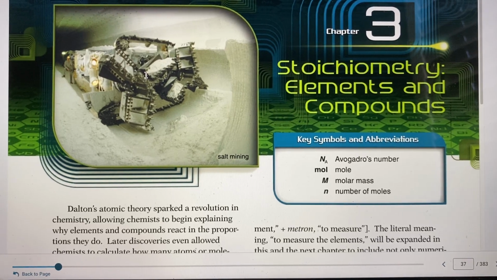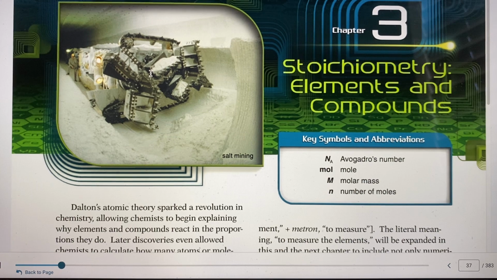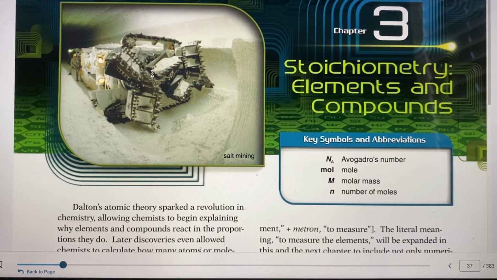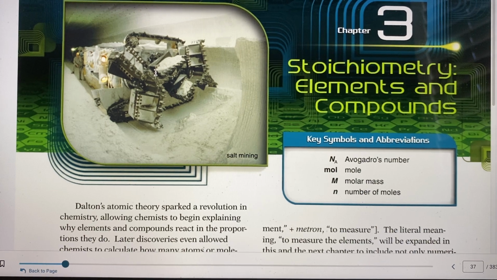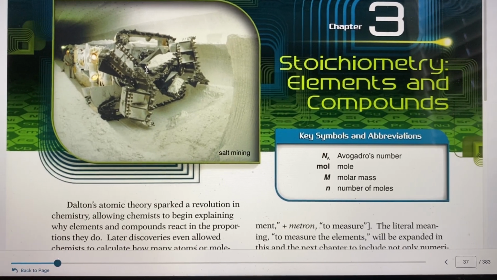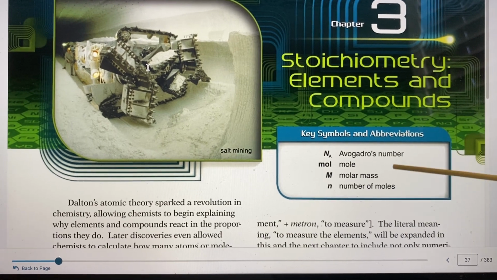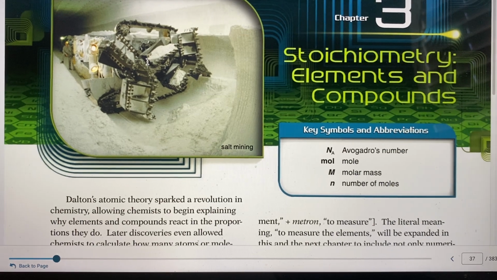So we're in chemistry and we're on chapter 3. This chapter is called Stoichiometry, Elements and Compounds. Well, what is stoichiometry? We're going to find that out in a little bit. Later on, we're going to talk about Avogadro's number, moles, molar mass and number of moles, and that's going to be in the next section.